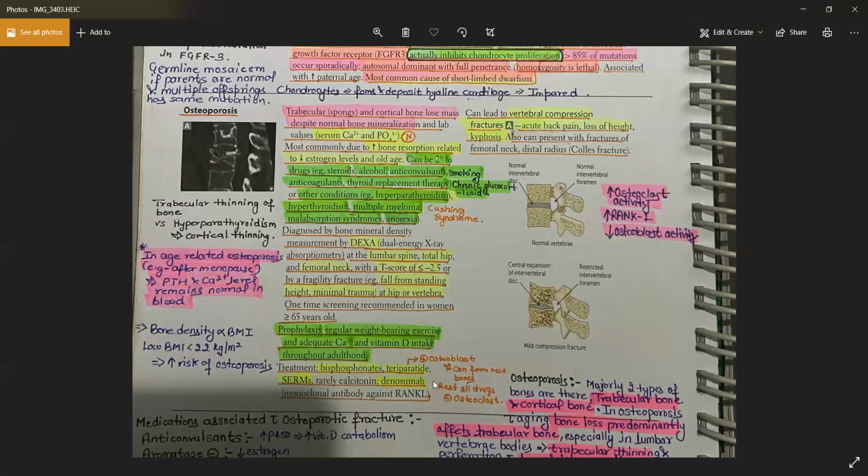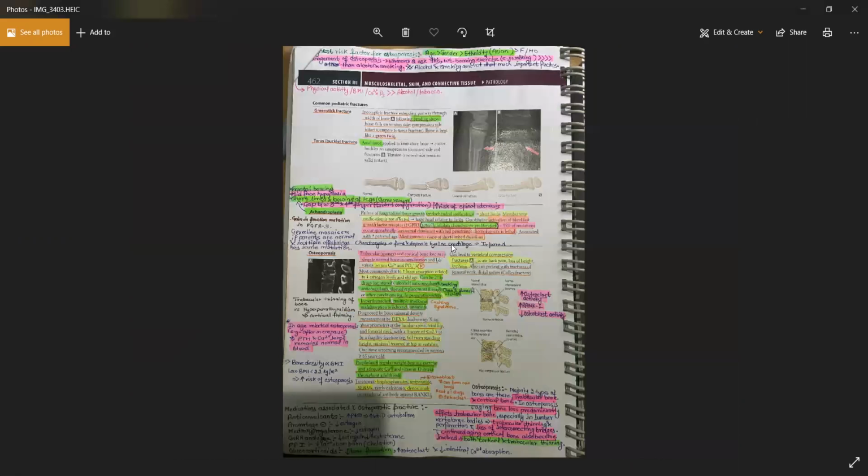Any doubts so far? I have one question. Yeah, go ahead and ask. If the vertebra is getting collapsed, can we get neurological complications as well? Yeah, of course. If the nerves are compressed, then you can get them also, no doubt. Okay. Got it. Thank you. Yeah. Any more doubt on this page?